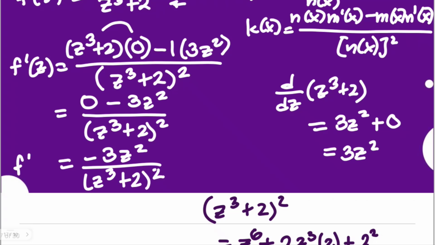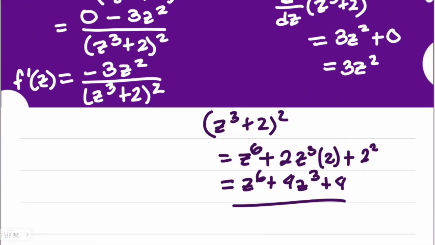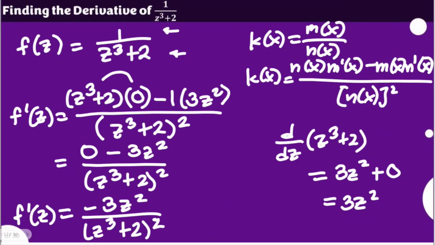This is now the derivative of the given function, which is identified as a rational expression, 1 over z cubed plus 2. Take note, it is negative because it is the result of your numerator. Okay, so this is the answer for this item.